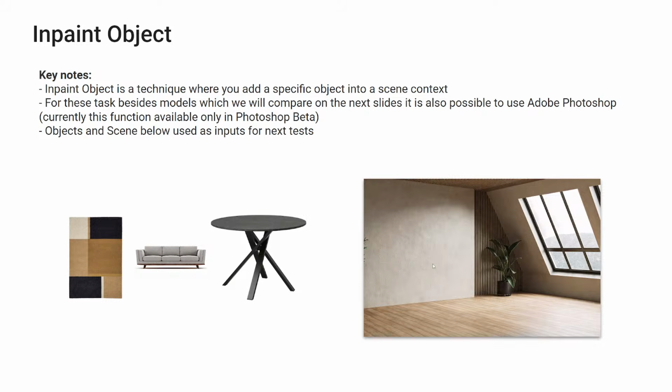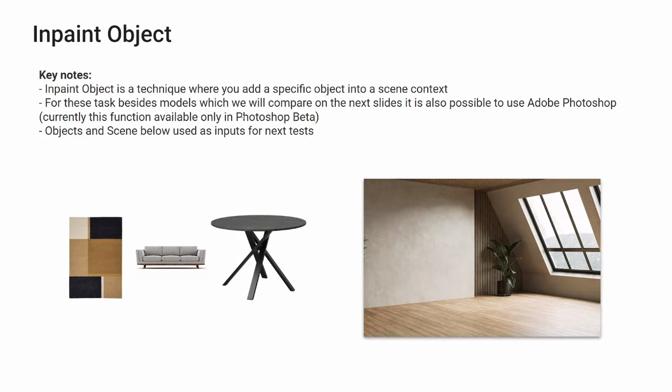Inpaint object. So this is one of the tasks you already asked about in the comments today. When we need to implement objects into the scene, in this case I will try to implement these 3 objects into this scene. In a specific order, for example, I would like to have a sofa right here. In front of the sofa I would like to have a carpet, and on top of the carpet I would like to have a table. So this is the idea.